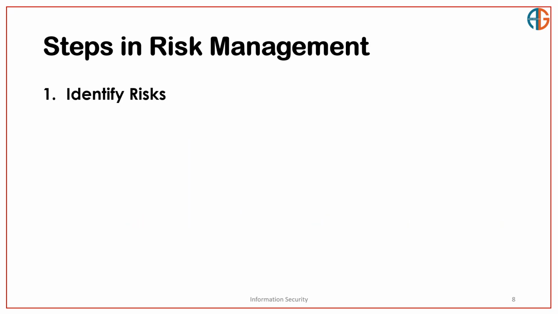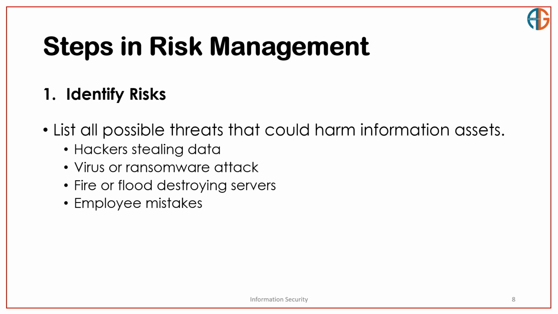The first and foremost thing is identifying the risk. What are the possible threats which can harm the information assets of a company has to be identified first. It can include hackers stealing the data, virus or ransomware attacks, fire or flood destroying the servers, and mistakes made by the employees. Just like this we can list out the possible risks through which the information assets can be affected. Those things have to be identified first.